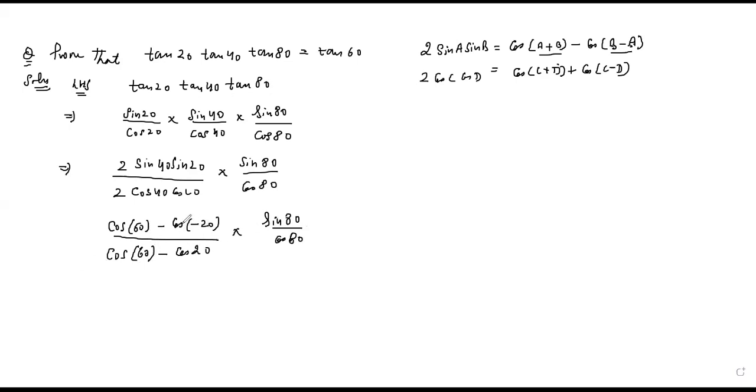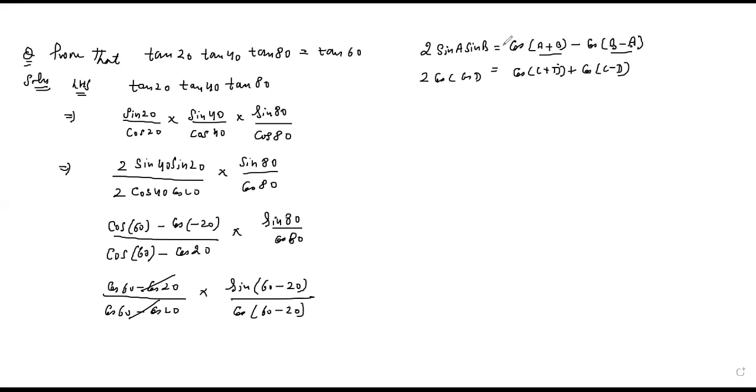So I can, if I will, cos 60 minus cos 20 upon cos 60 minus cos 20, so it will be cancelled, is 2 sin. This can be written as 60 minus 20 upon cos. This can be written as 60 minus 20. So it will go minus.